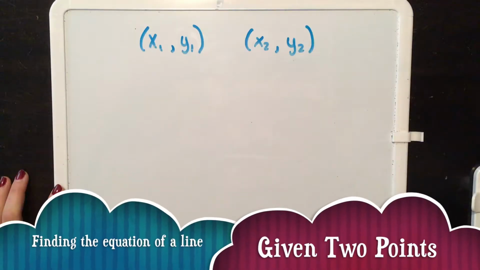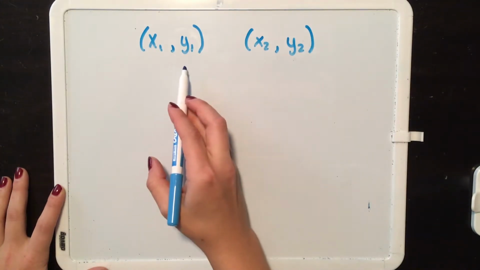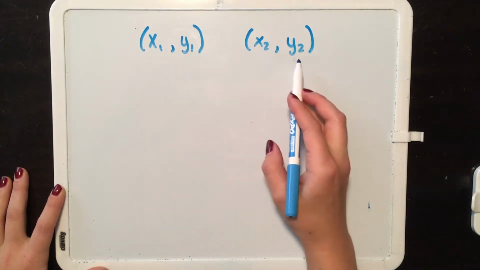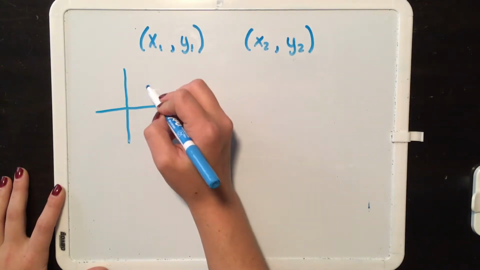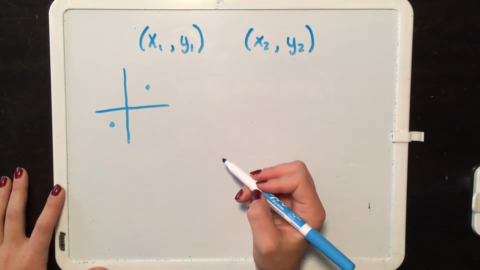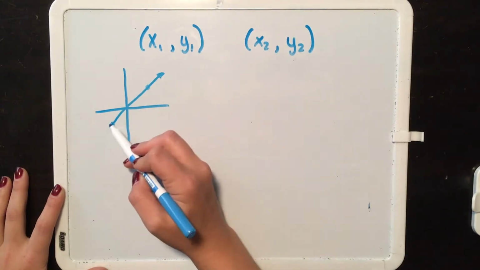Today, we are going to find the equation of a line given 2 points. If you are given 2 points, x1, y1, and x2, y2, on a coordinate plane, you can find the equation of the line connecting those 2 points.